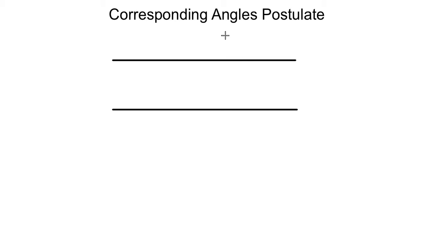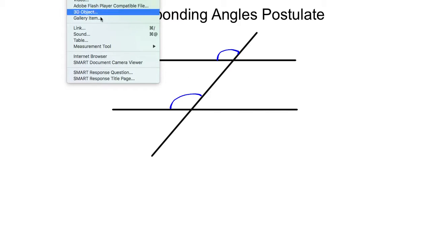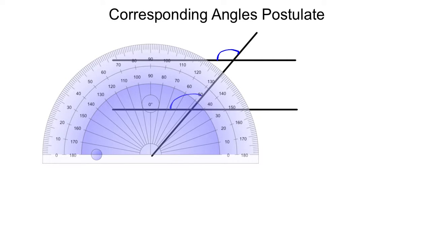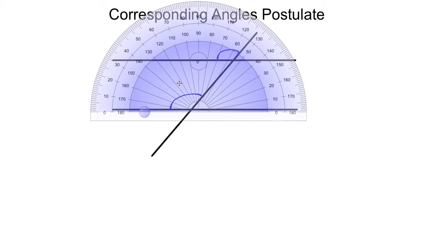So first is the corresponding angles postulate. So let's say that I have, again, these two parallel lines, and there's a transversal that cuts through them. First off, let's identify the corresponding angles. Right there and right there. Let's say we wanted to measure these. So if I pulled out a protractor, I want to measure these angles.